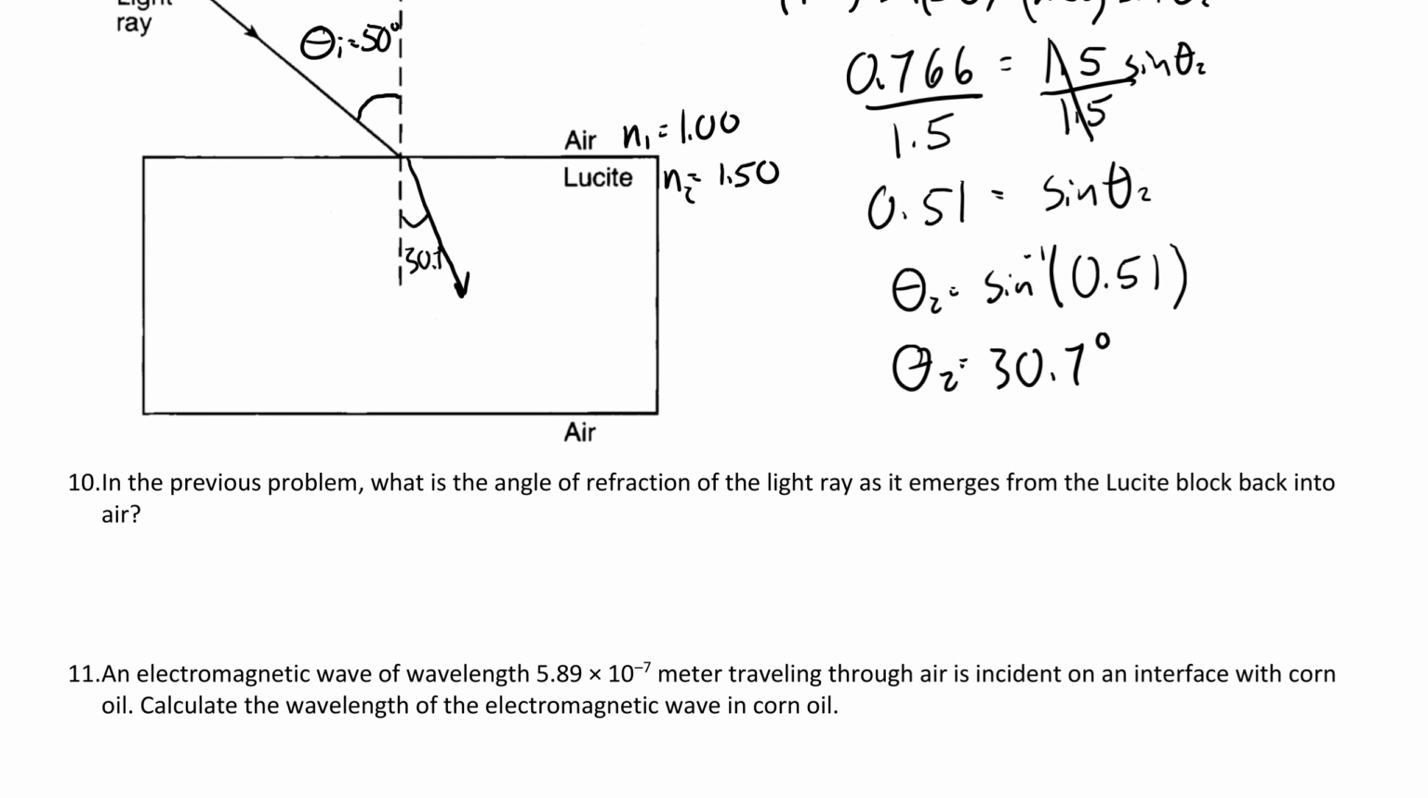In the previous problem, what is the angle of refraction of the light ray as it emerges from the lucite block back into the air? So it's going through the lucite block, and now it's going into the air. So you had to draw that in a little bit. Make yourself a little normal line over here. And now you got to do a little geometry maybe. Or you could probably predict what it is. Shouldn't it be 50?